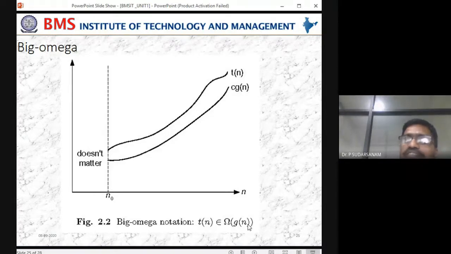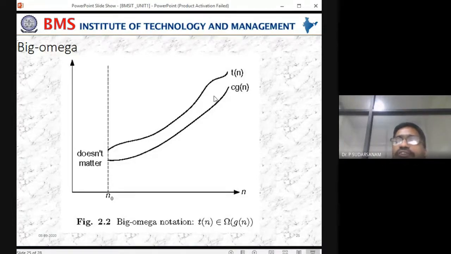Now we will write the same definitions here also. A function t of n is in omega of g of n, denoted by t of n belongs to omega of g of n. The order of growth of t of n is greater than or equal to the order of growth of g of n. There exists a positive constant c and initial value n naught such that t of n is greater than or equal to c into g of n, where n is greater than or equal to n naught. That is the definition.